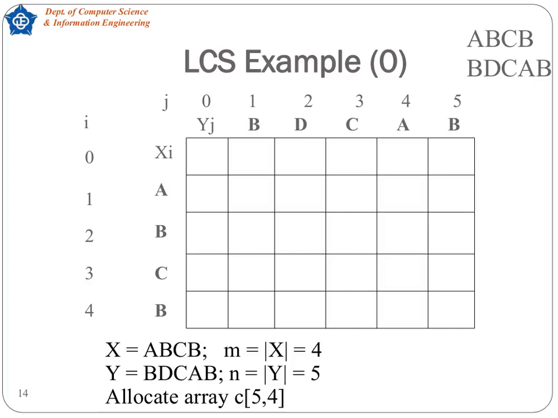We have two strings, x equals ABCB, length 4, and y equals BDCAB, length 5. To compute their longest common subsequence, we allocate a two-dimensional table C with 5 rows and 4 columns. Across the top, indices j equals 0 through 5 are labeled with y's characters. Down the side, i equals 0 through 4 are labeled with x's characters. Right now the table is empty.